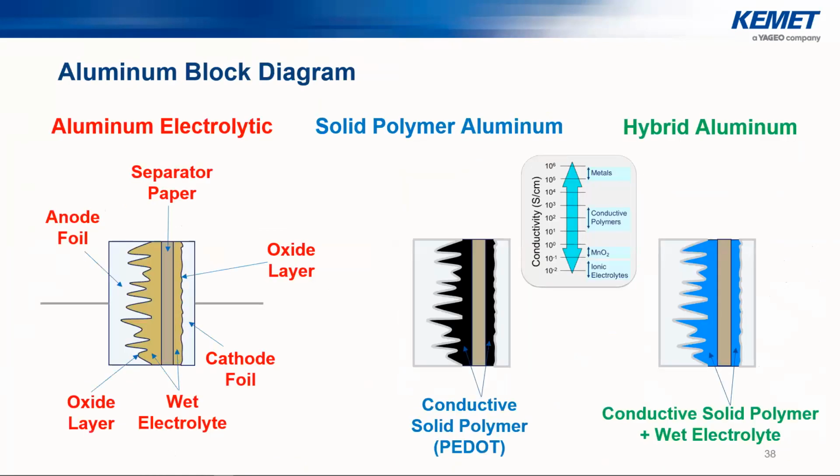And inside, we are not using a wet electrolyte, we are using a solid polymer aluminum. And this is a conductive solid polymer, which has various advantages, especially when you're looking at ESR, ripple current, but also when it comes to lifetime. And this is something which is always important when you think about aluminum electrolytic capacitors. Also, we do now offer a hybrid aluminum. So whichever technology you like, we can offer it.